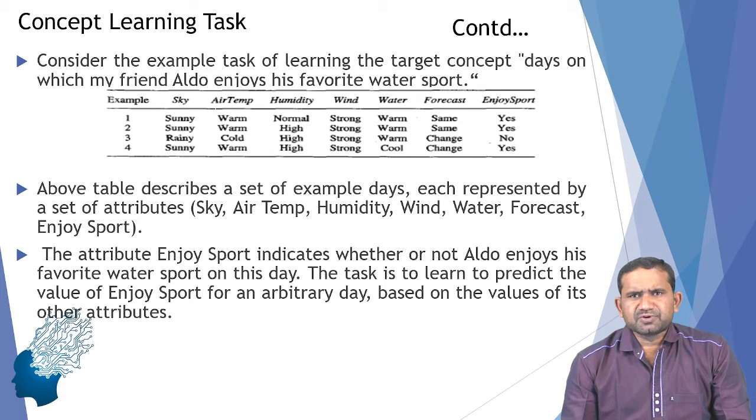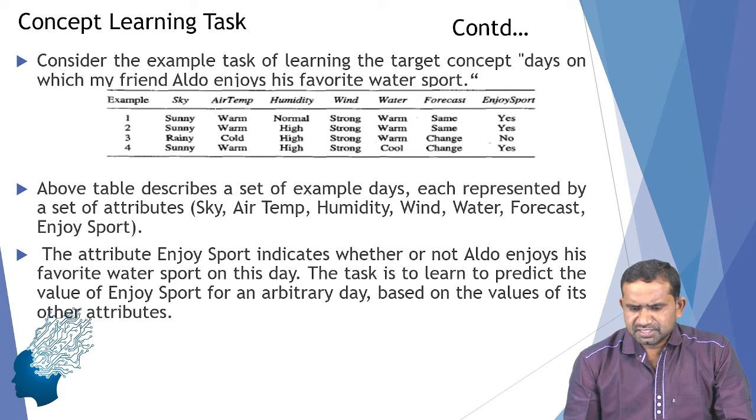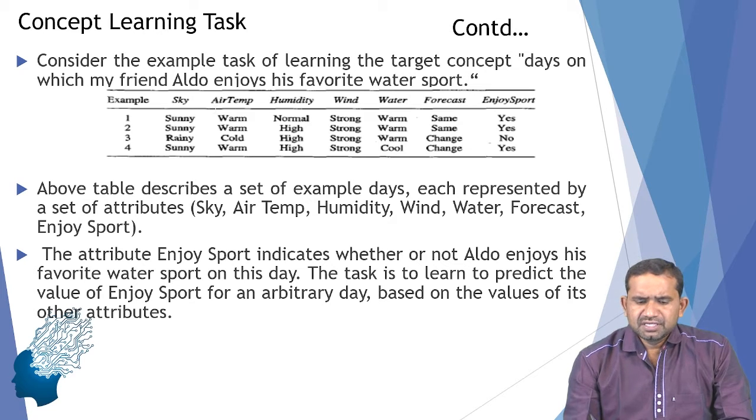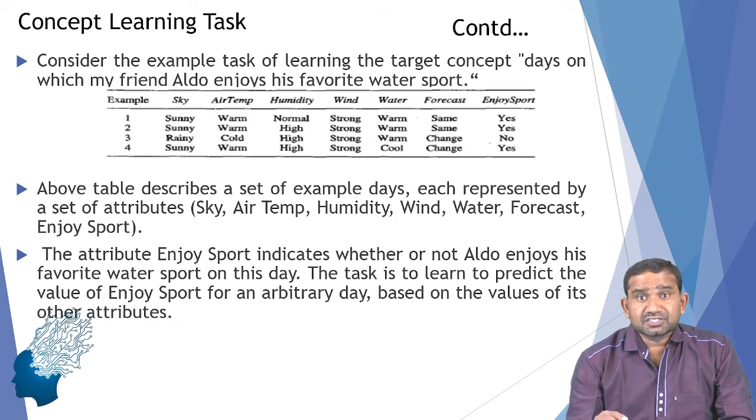We can discuss the concept learning with some example. Consider the example task of learning the target concept: days on which my friend Aldo enjoys his favorite water sport. In this example, we can take some example about concept learning. How does it work? Concept learning also depends on the Boolean function. The Boolean function mainly contains two options, either yes or no.